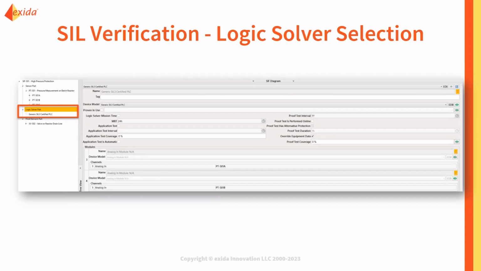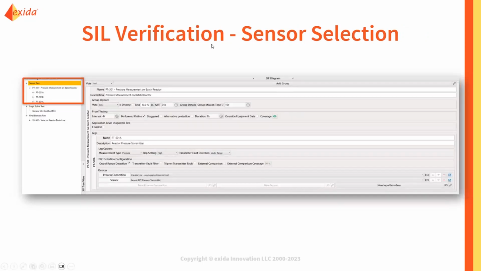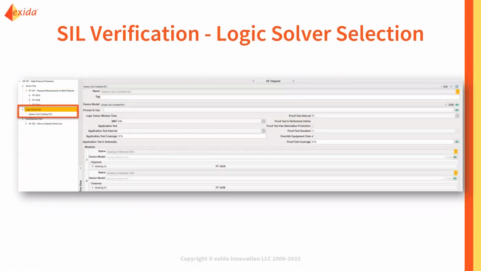So if your entire SIF is going to be completely replaced or refurbished every 20 years, perhaps that's based off of your logic solver. But we saw in this last one that we set a group mission time for this sensor of 10 years, and that would be based off of a shorter useful life for the sensor. So here we have a group mission time for the sensor, and we assume the logic solver will be changed out at that 20-year mark, because we haven't given it its own mission time.